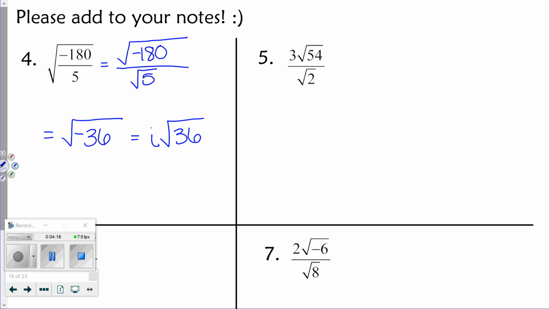And the square root of 36 is perfect. That is just 6. So it simplifies to 6i.